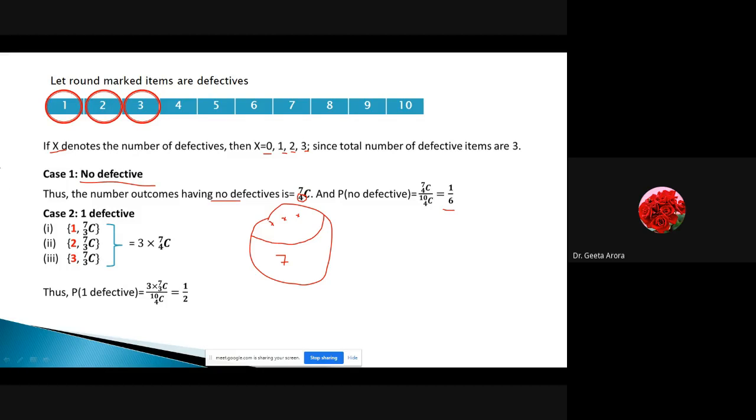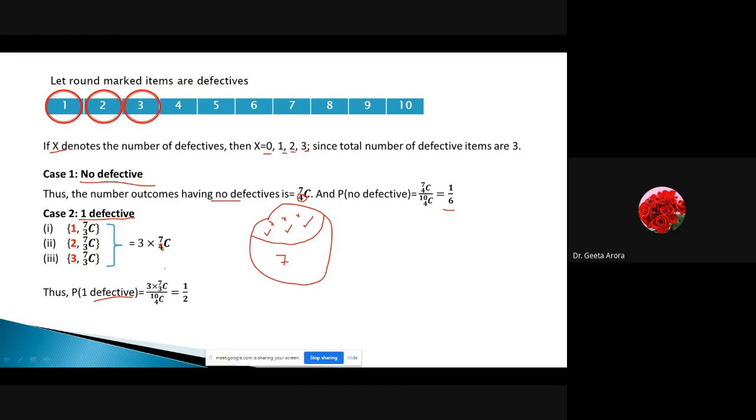Correct? Now case 2 is when we get 1 defective. We still have 7 non-defective items, but 1 can be defective. This can be defective, this can be defective, or this one can come into the picture. It means we have to calculate 7C3 plus 7C3 plus 7C3. Sorry, it has to be 3, it was a mistake. And here one item is defective. So the probability of getting one defective is 3 into 7C3 divided by 10C4.